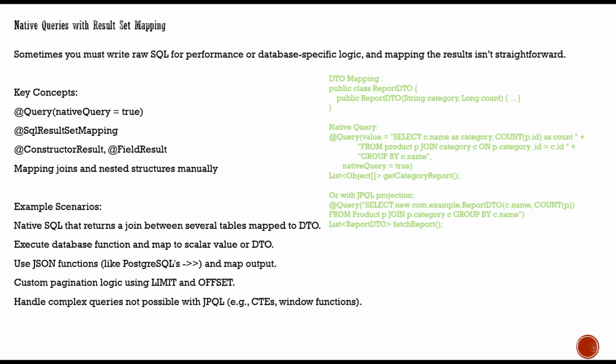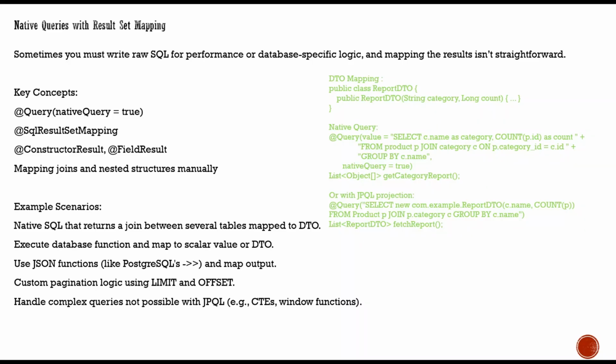Okay, let's say you want some native queries written with joins between several tables that have to be mapped to a single DTO. Now you can execute some functions and also return some scalar values or a DTO. There is usage of JSON functions, like in Postgres, and we can map the output. Now you can use custom pagination logic. You can make use of limit and offset features, and also handle complex queries which are not possible with simple JPQL, like CTE and window functions.